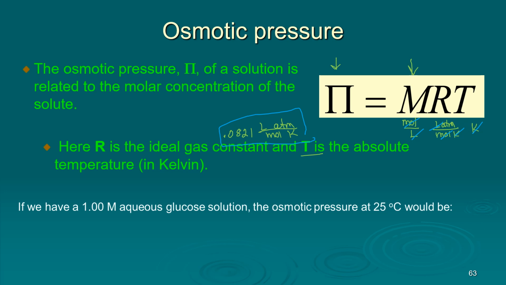So let's say we have a 1 molar solution of glucose. What will the osmotic pressure be? The osmotic pressure is the molarity, 1 mole per liter, times the R value, 0.0821, times the temperature in Kelvin, 298. So the osmotic pressure of a 1 molar glucose solution is 24.5 atmospheres.